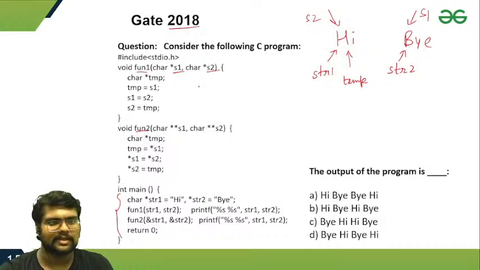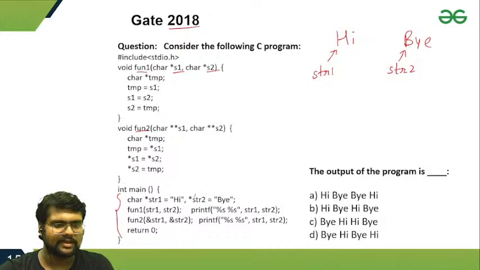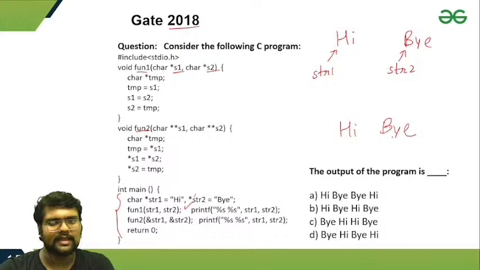At the end of the function the values don't change, only the locations of the pointers change, and these pointers are local variables of this function. So after this function is over, they will get deleted. s1 and s2 will get deleted after this, and also temp. So after the execution of this function the result would be hi and bye, because there is no change in the result. Okay, so our output is hi and bye.